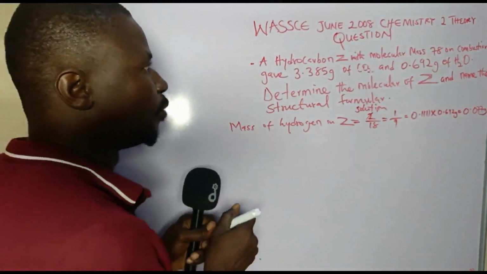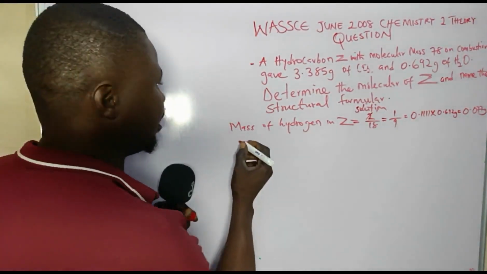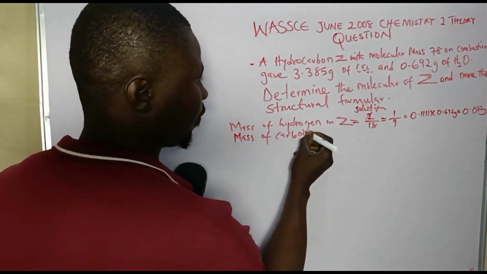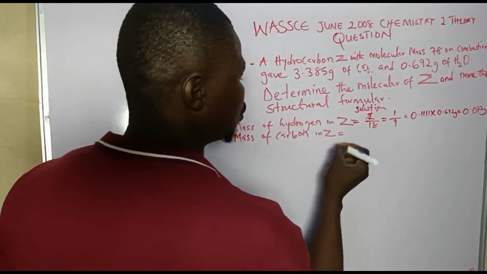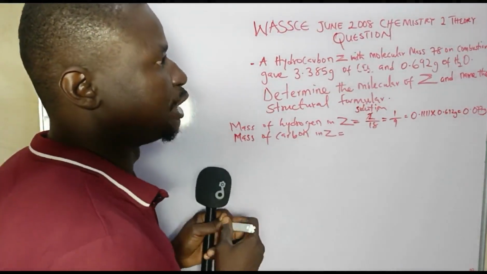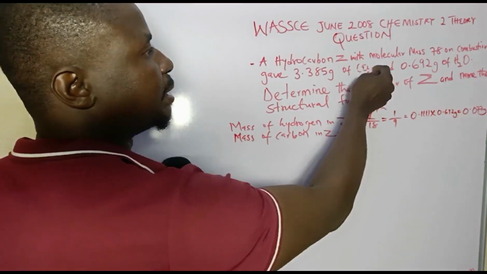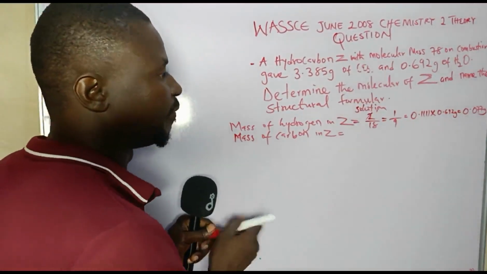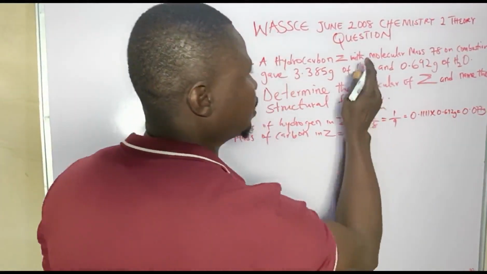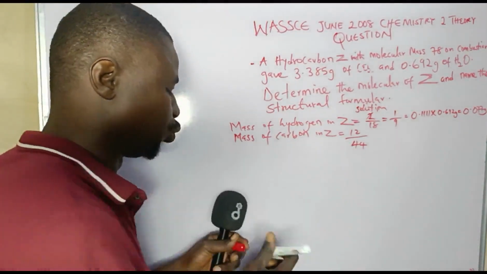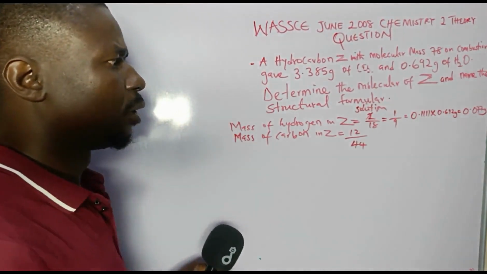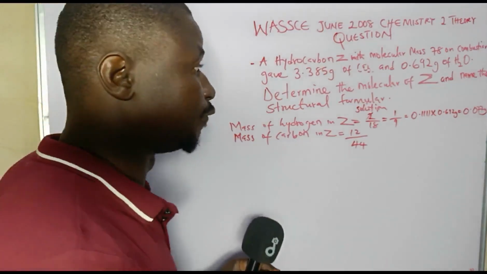Then let's go for the mass of carbon in Z. The atomic mass of carbon is 12. Oxygen is 16, 16 times 2 is 32, plus 12, that is 44. So 12 over 44, because the mass of carbon dioxide is 44. So what are we going to do? We are going to look at the greatest common divisor of 12 and 44. That is the factors of 12 and 44.